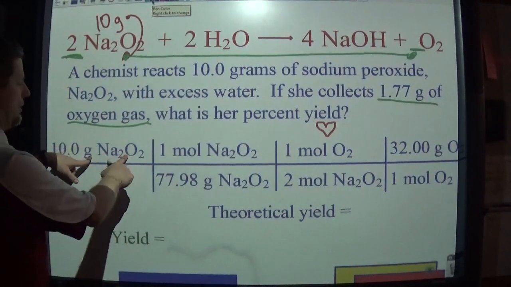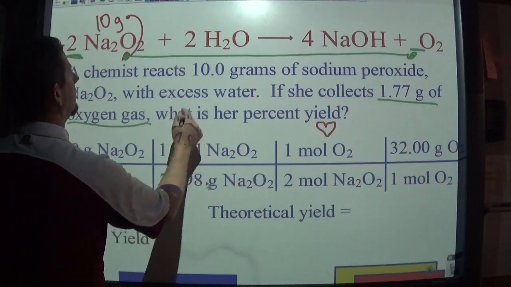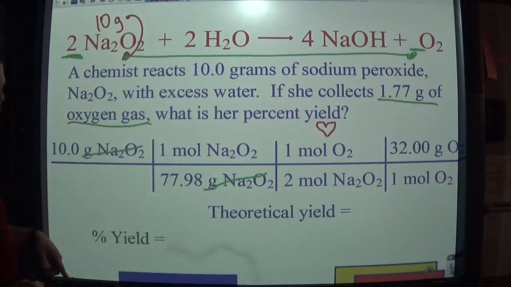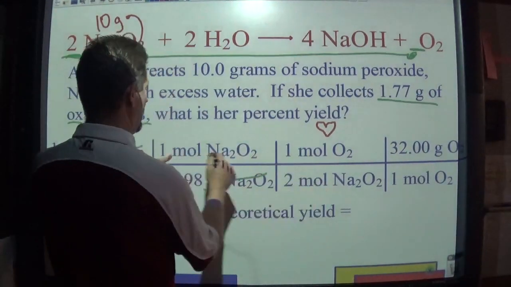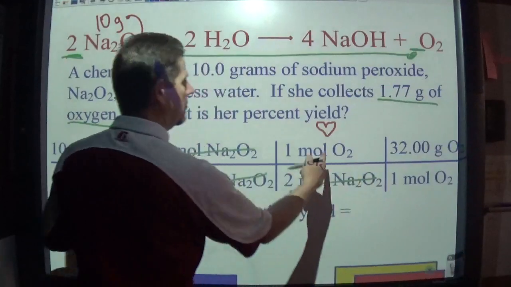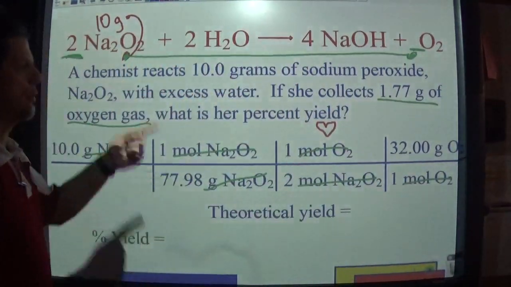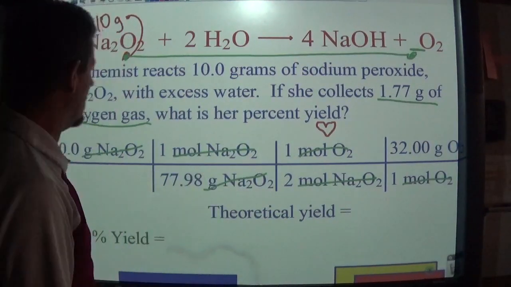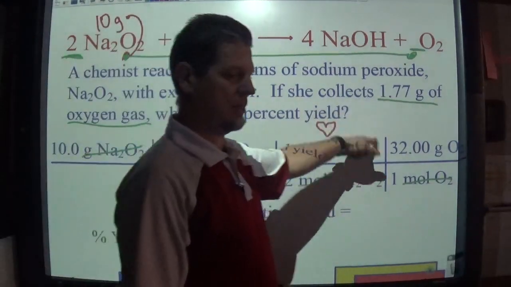If we were to go through this mathematically, 10 grams of sodium peroxide, grams of sodium peroxide is on the bottom here. Grams of sodium peroxide cancels. Moles of sodium peroxide to moles of sodium peroxide, those cancel. Moles of oxygen, those cancel. And I'm left with grams of oxygen as the only thing. Sorry, you can't see it. 10 divided by 77.98 divided by 2 times 32.